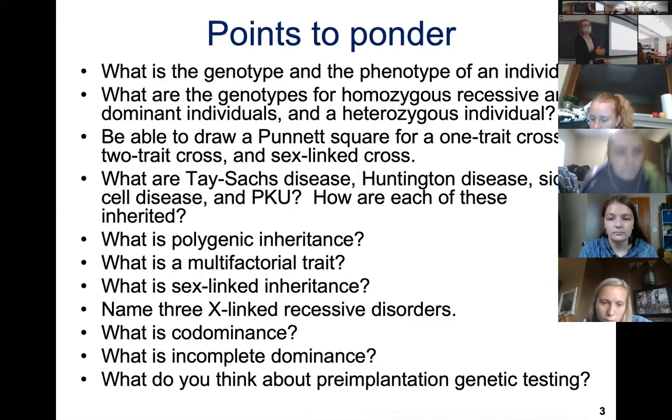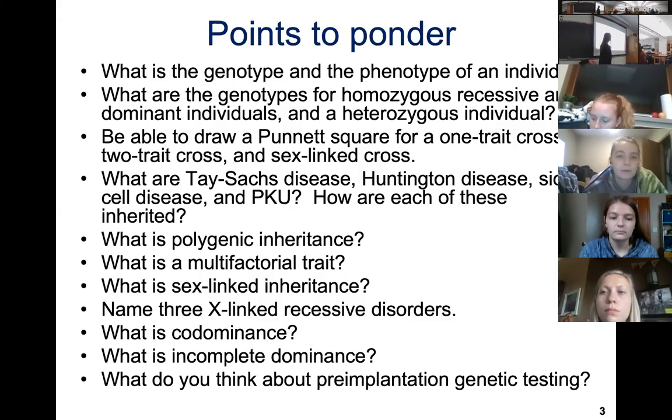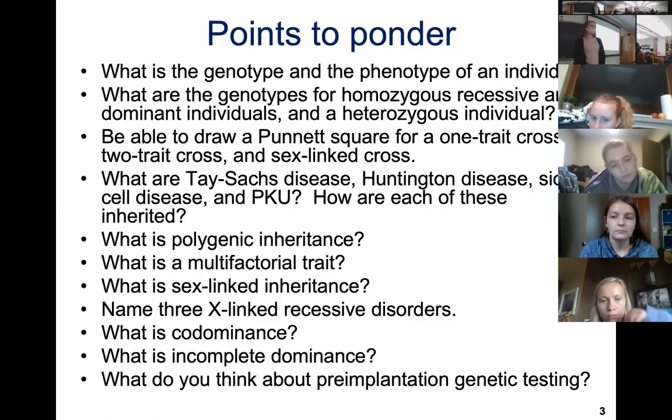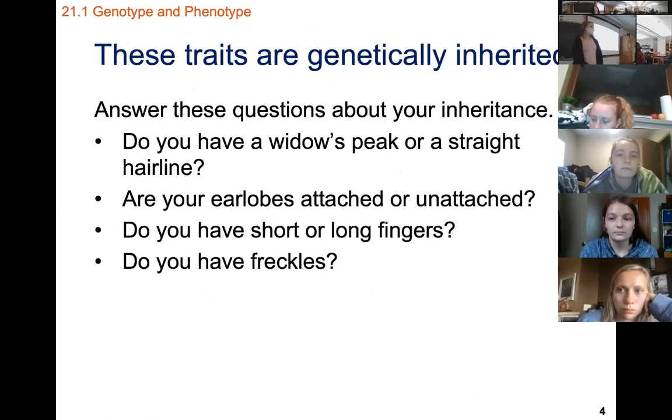Again, we start with those points to ponder. A couple of those words that we're going to be talking about today are genotype, phenotype. Maybe you've heard of those words before. We're going to talk about different ways of genetics, the patterns of inheritance. So there's things called sex-linked inheritance. There's things called X-linked inheritance. The difference between dominant and recessive. We're going to do some Punnett squares, which if you like puzzles or Sudoku puzzles, they're easier than Sudoku puzzles, but they are ways that we figure out genetic inheritance.